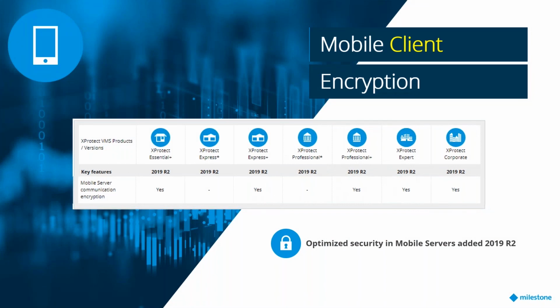Now, mobile server encryption has been around for a while. However, there have been some recent changes in the 2019 R1 and R2 releases. Basically, mobile server encryption is supported across all C-code corporate products: Essential Plus, Express Plus, Professional Plus, Expert, and Corporate. With 2019 R1, moreover, with 2019 R2, we've optimized the way the security works and the certificate management works for mobile servers.